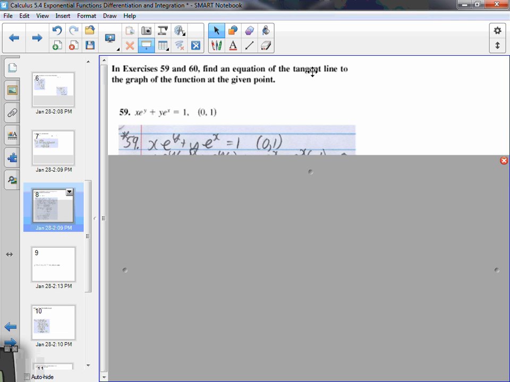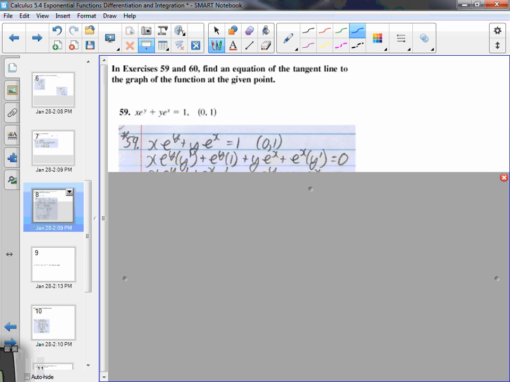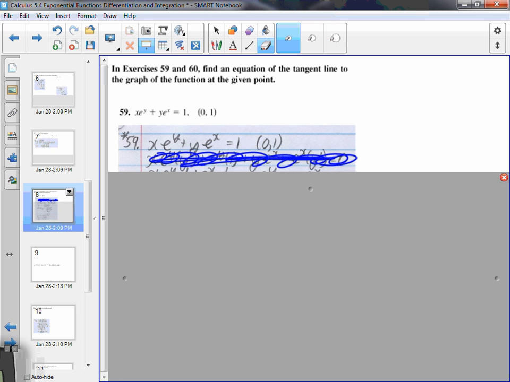All right, so to take the derivative, let's start with the derivative of x e to the y. The derivative of x e to the y, we have to use the product rule, don't we? We have to call x the first function, e to the y the second function. So according to the product rule, we get the first function times the derivative of the second.